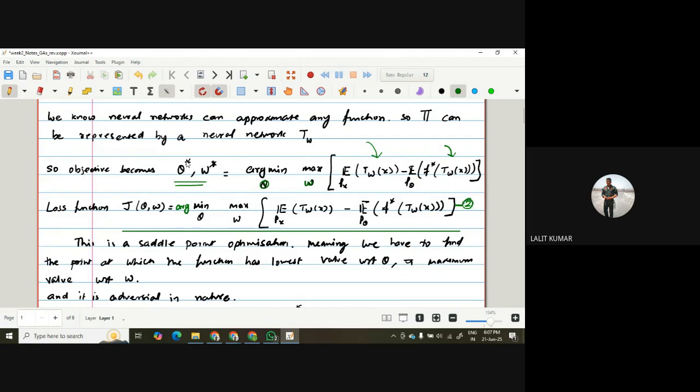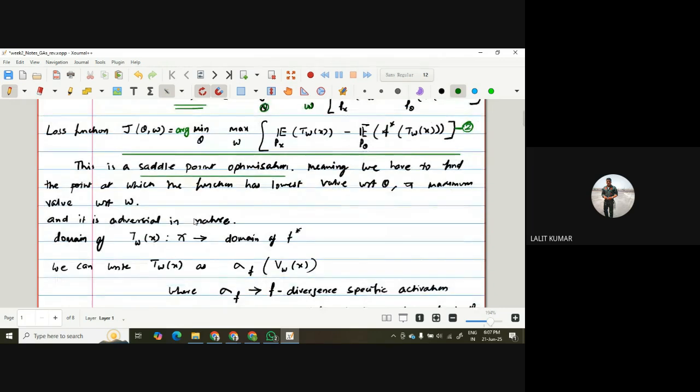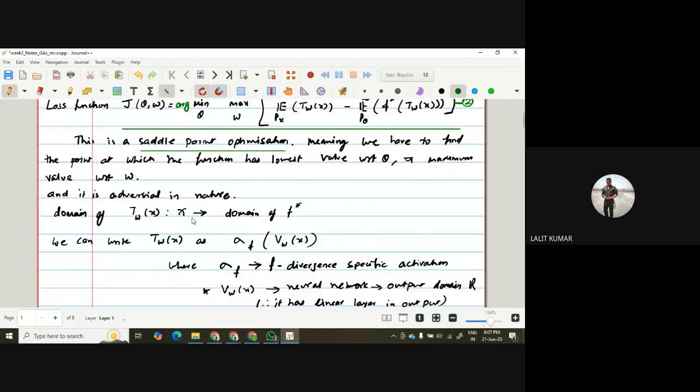Now, like the professor covered in the lecture, it is a saddle point optimization. Why is it a saddle point optimization? Because we are finding the theta which minimizes this function, whereas we are finding a w which maximizes this function. That is known as a saddle point optimization. And it is adversarial in nature, because one is trying to minimize the function and the other is trying to maximize the function. That's why it is known as adversarial in nature.